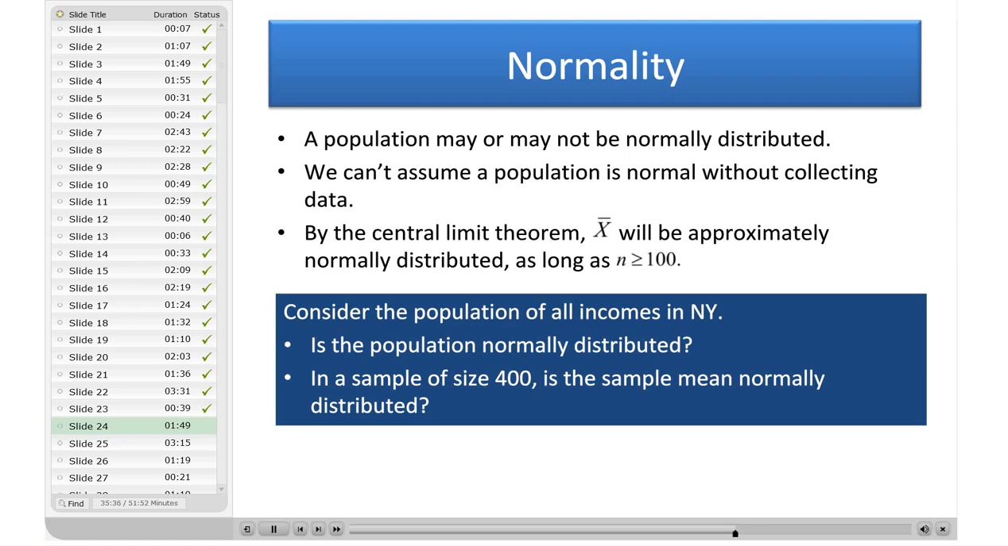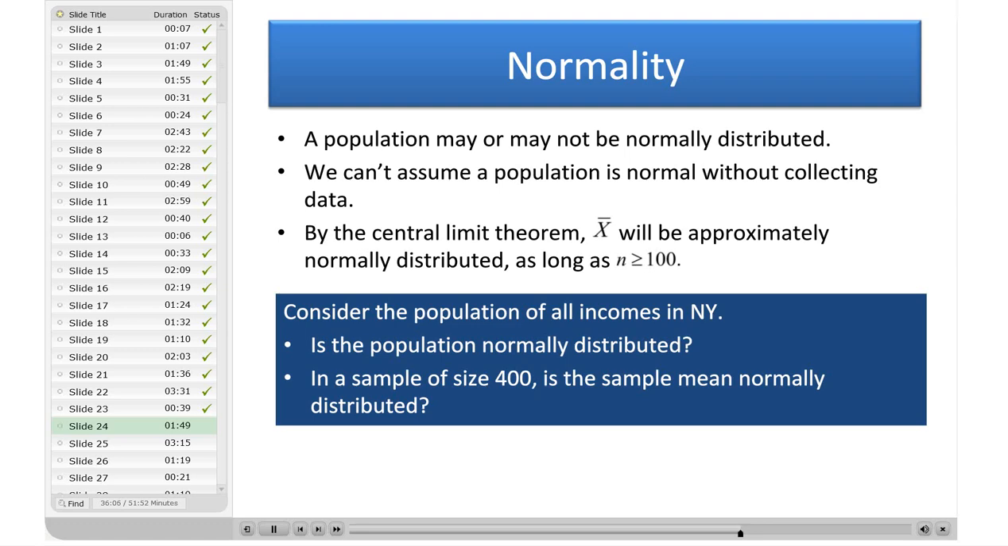On the other hand, as long as your sample size is large, then your sample mean will be approximately normal by the central limit theorem, even if your population is not normal. So just to summarize again, a population may or may not be normally distributed, and you really need additional information to know whether it is or not. But as long as your sample size is greater than or equal to 100, your sample mean will be approximately normally distributed. So let's look at this problem real quick.